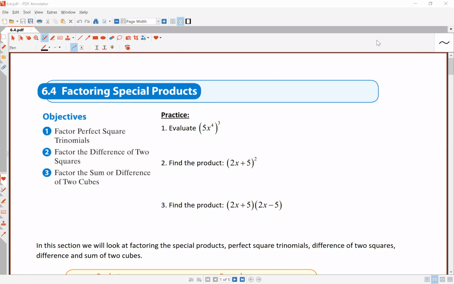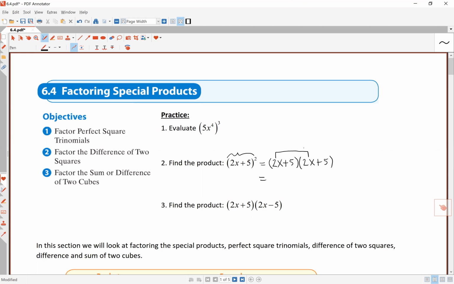This video covers section 6.4, Factoring Special Products. Objective 1, factor perfect square trinomials. In order to understand the way that perfect square trinomials look, it helps us if we start with the square of a binomial. When we square a binomial, we write the binomial twice and we FOIL.